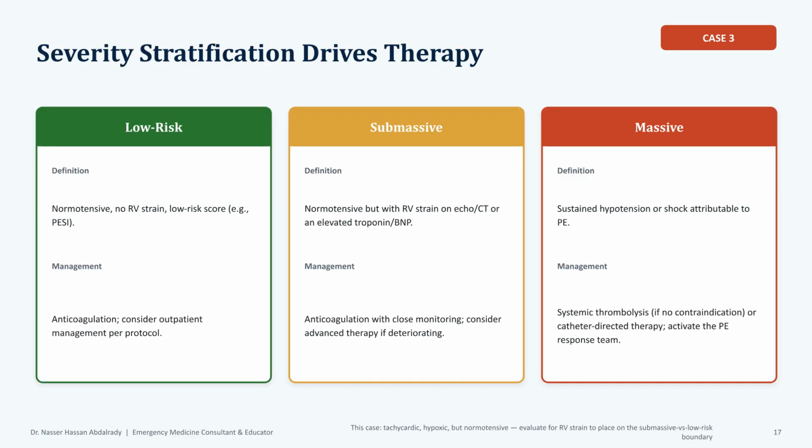Severity stratification drives your therapy. Low-risk patients are normotensive with no RV strain. Submassive patients show RV strain on imaging or biomarkers. Massive PE involves sustained hypotension or shock, requiring immediate systemic thrombolysis or catheter-directed therapy. Our patient is on the boundary, making RV strain evaluation our next critical step.